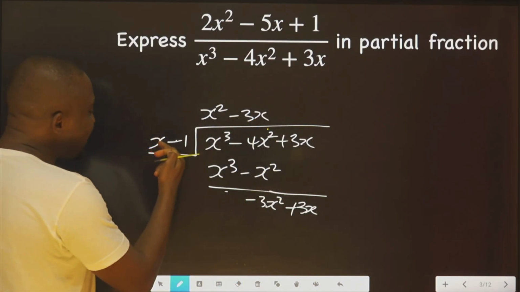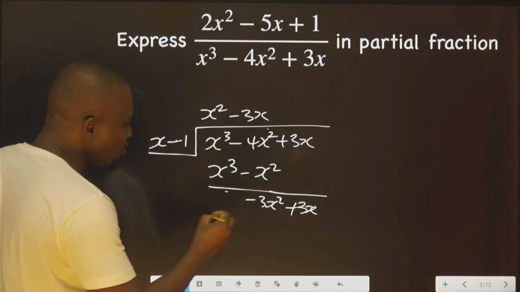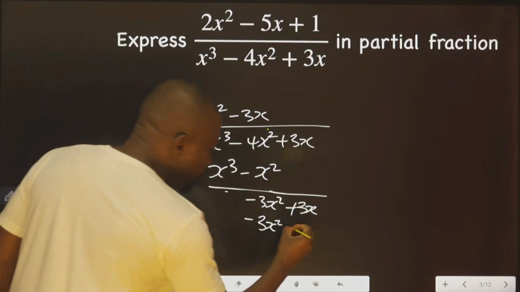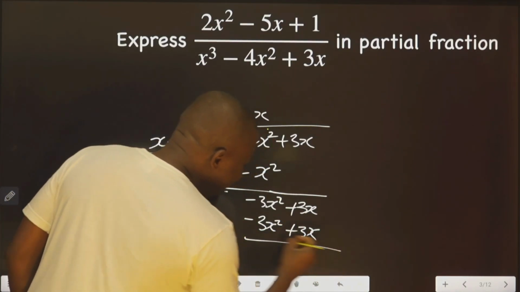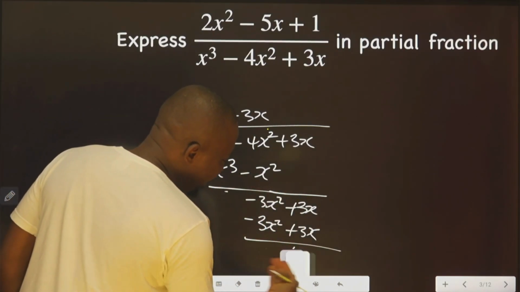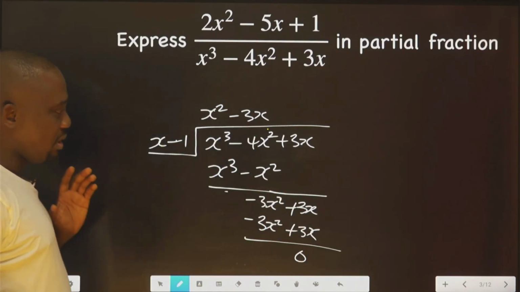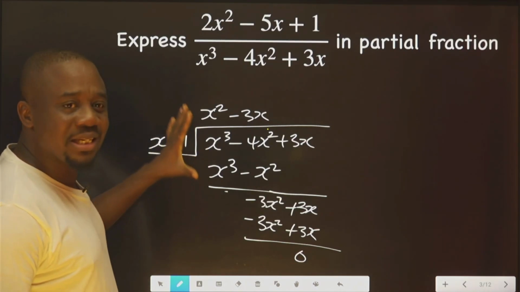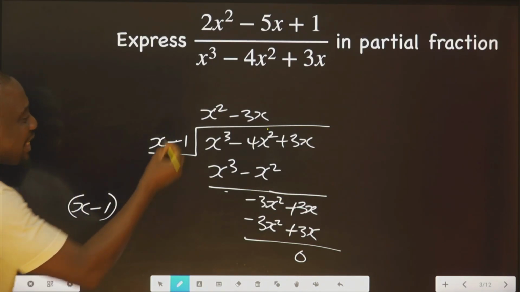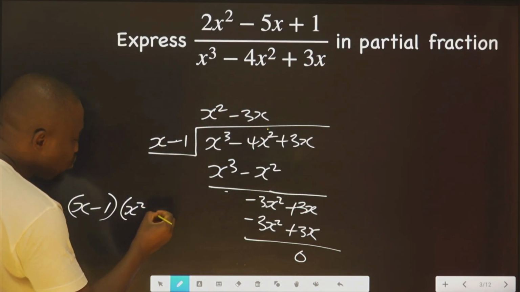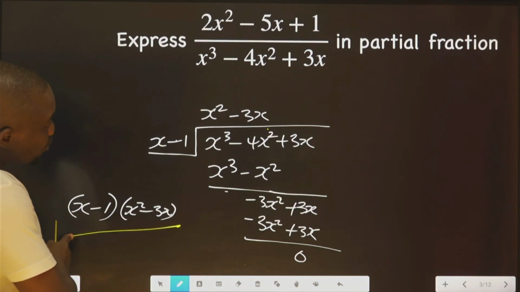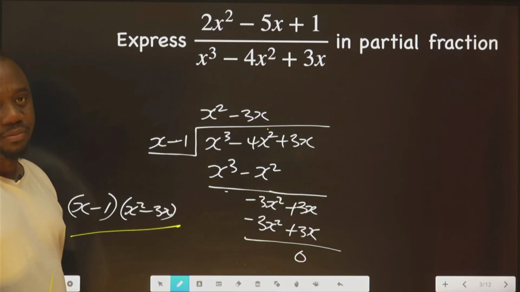Okay? Then this multiplied by minus 3s will give us minus 3s squared. This multiplied by this will give us plus 3s. This will give us 0. It means everything here now is 0. Therefore, we can express the factor as s minus 1 and this s squared minus 3s. Okay? This is the factor we can use to replace this denominator.